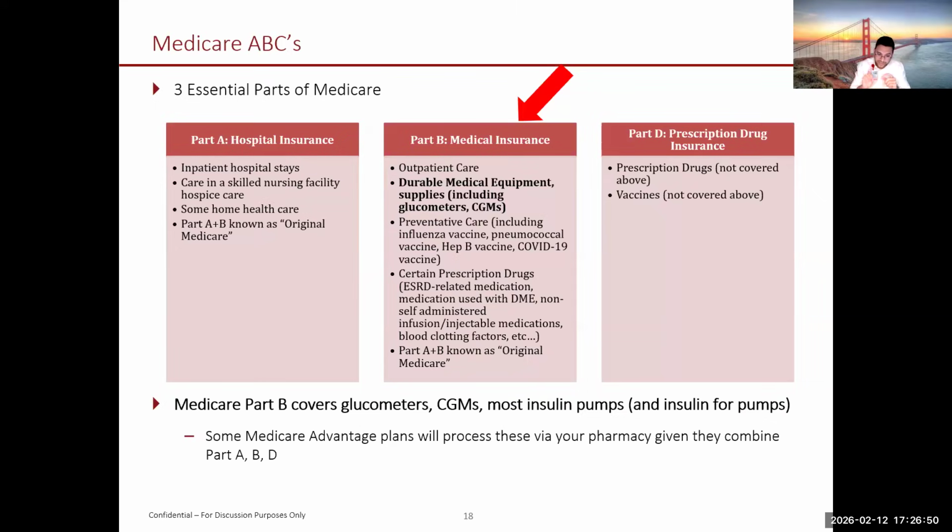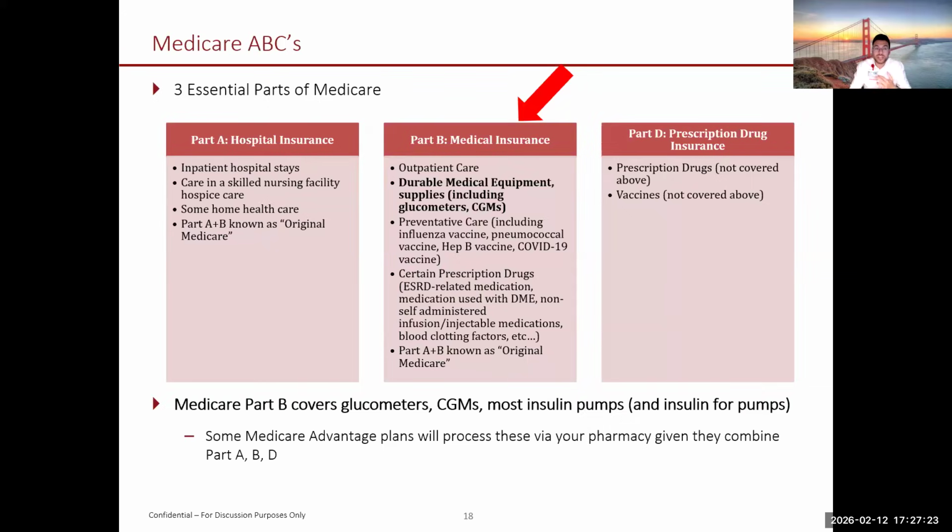Now, the one caveat to this will be if you have a Medicare Advantage plan, which again combines A, B, and D, they may process it as a pharmacy benefit, but because you have a Medicare Advantage plan, it's sort of all a wash because you just have one combined giant plan. But if you don't have a Medicare Advantage plan and you have separate A and B and separate D, so original Medicare plus some sort of Part D standalone plan, those glucometers and CGMs are covered by Part B, not the Part D plan you chose.